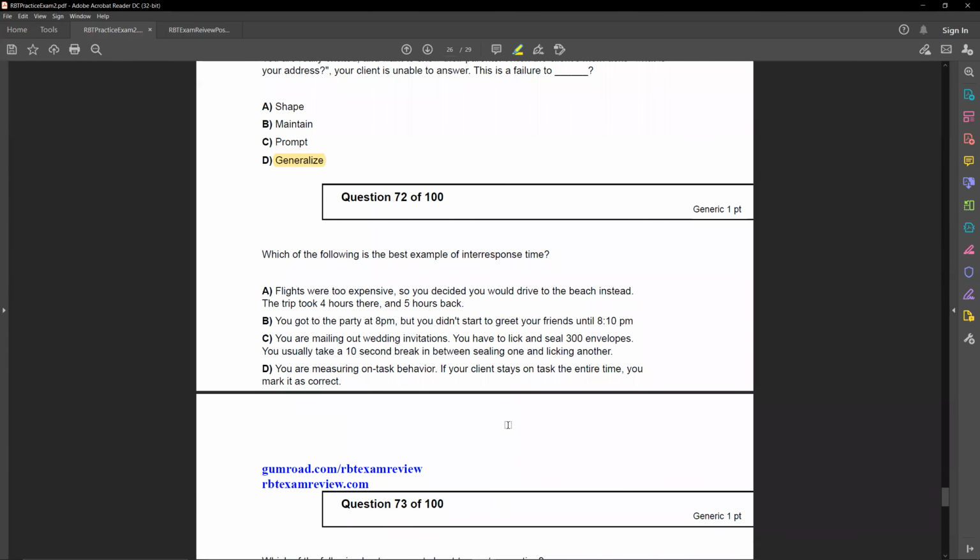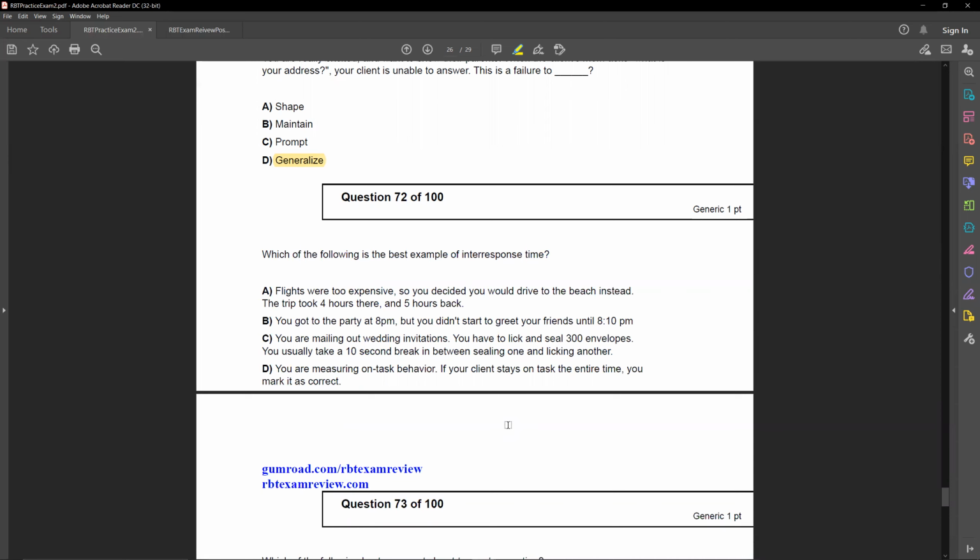72. Which of the following is the best example of interresponse time? So this is a definition question in the form of an application question. What I mean by that is they're really just asking you, do you know the definition of interresponse time?